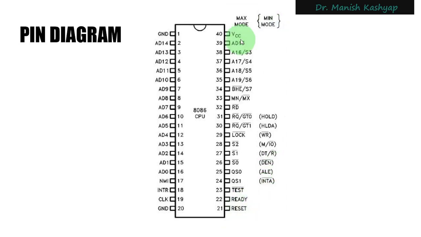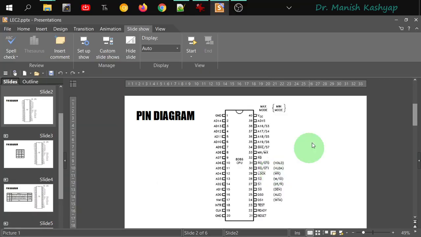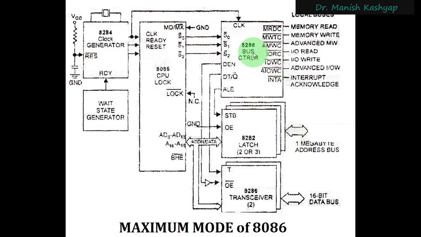However, in this maximum mode of operation, there is no ALE or DEN bar or DT/R pins. But ultimately these pins should be there, because only then will the address latching happen. They are not there because in this mode of operation, the same functionality is provided by this 8288 bus controller. So these are the output pins, DEN, DT/R, for when you have to transmit or read the data, and this ALE pin is there. These are the outputs of the 8288 bus controller, and they are connected to the 8282 latch or the 8286 transceiver, right? So this bus controller controls the operation of the latch as well as the transceiver. This is one major point of difference between minimum and maximum mode of operation.